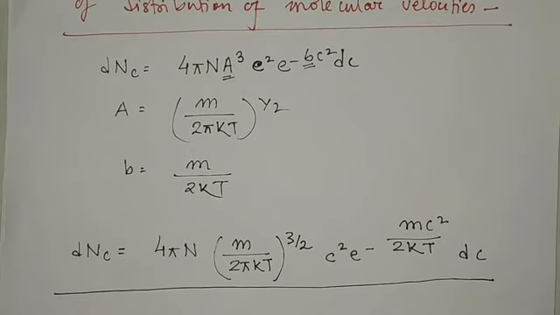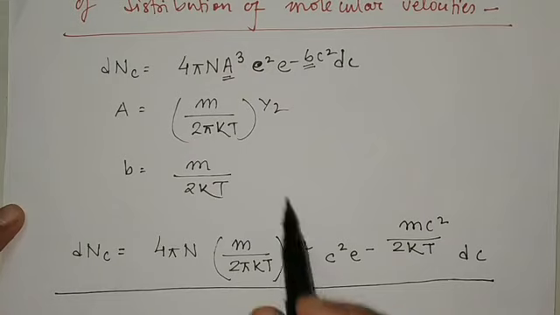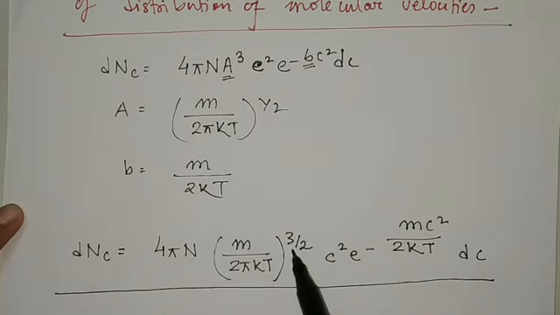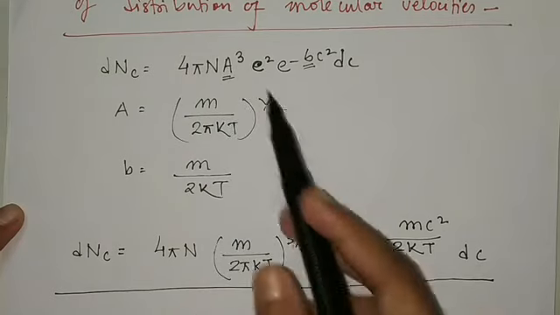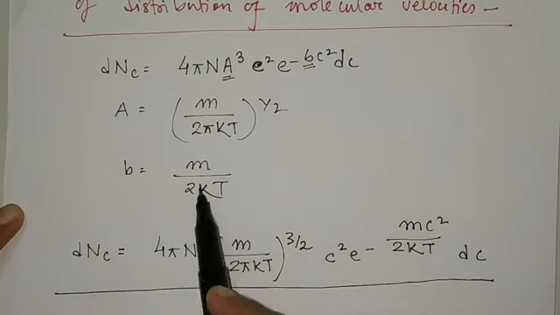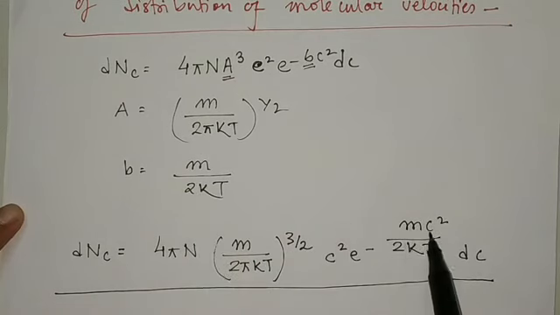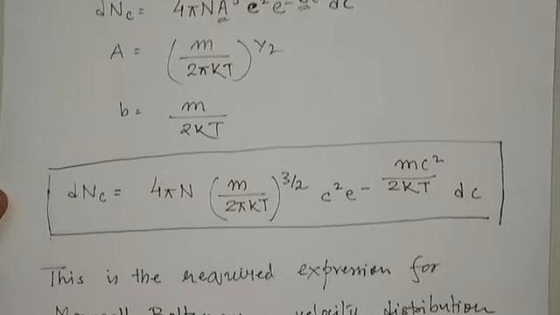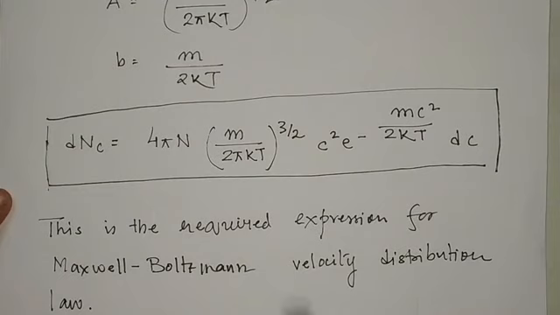Now if we put these values, we will get the exact expression for dn_c. So dn_c is equal to 4 pi n, then A cube will be m by 2 pi kT whole to the power 3 by 2. The power is half, and then we have to take its cube, that's why the power becomes 3 by 2. Then c square, and then e to the power minus B, which is m by 2kT, times c square, into dc. So this is the required expression for the Maxwell-Boltzmann velocity distribution law.